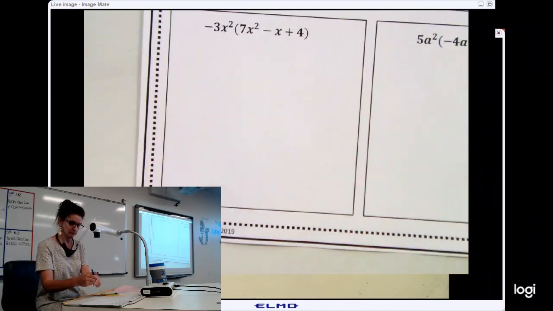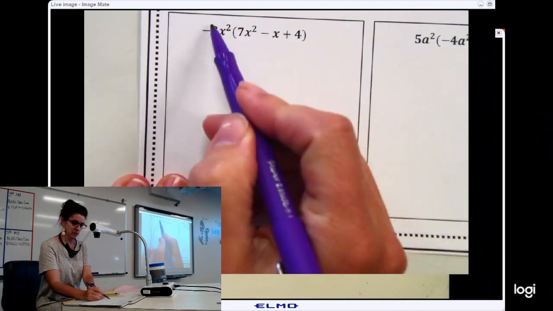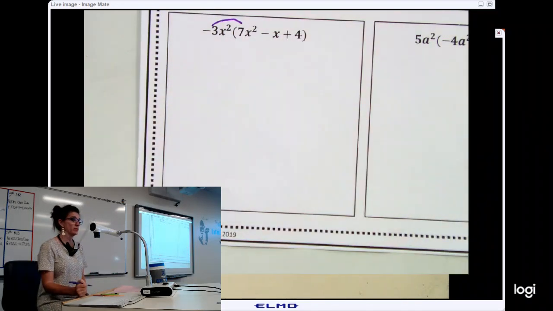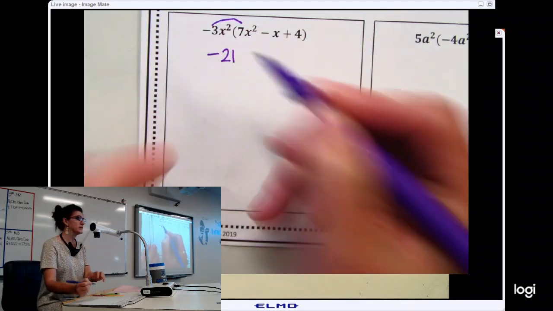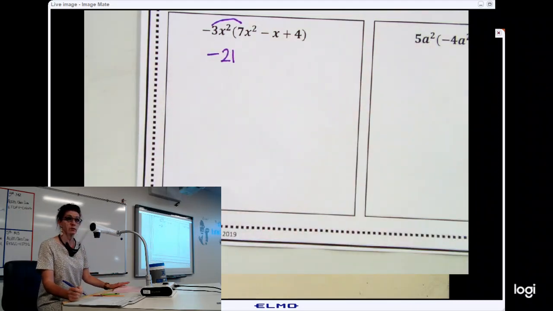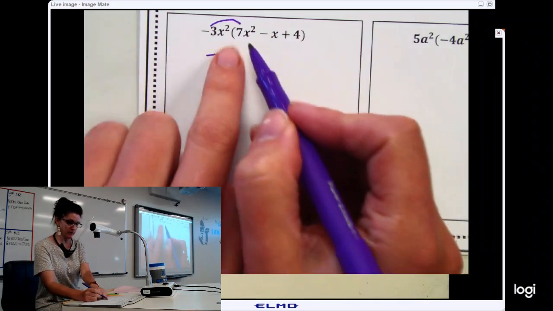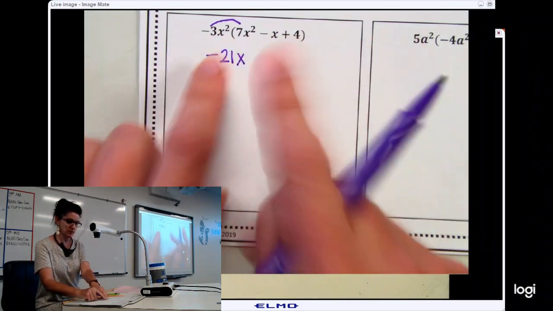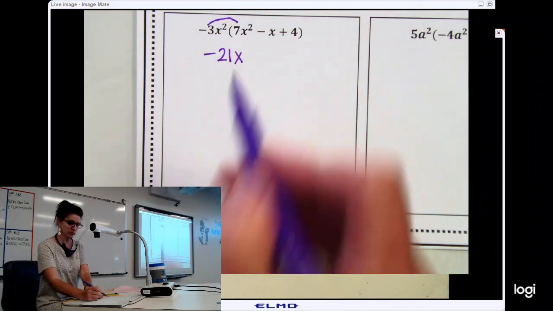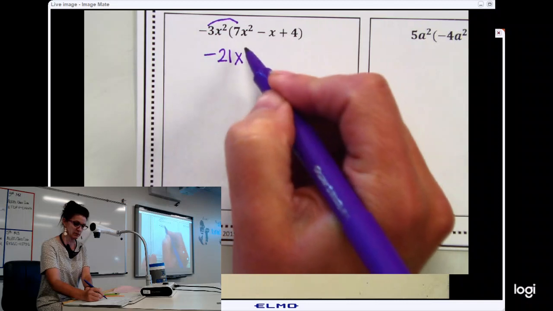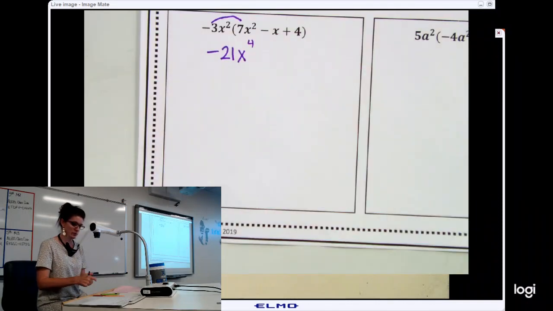What's negative 3 times 7? Negative 21. Am I a teacher that cares if you grab your calculator to do your arithmetic? Not even a little bit, okay? Never feel embarrassed if you need to grab your calculator in my class. I'm okay with that. And then the variable stays x. But what do we do with those exponents when we're multiplying them? Add them together. So I've got a 2 and a 2. 2 plus 2 is 4. All right, let's move to the next term.